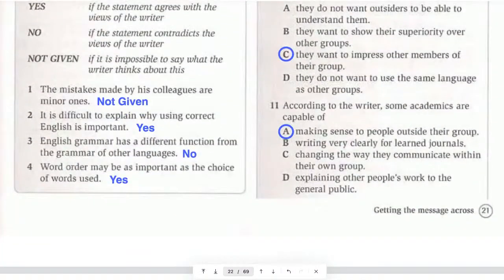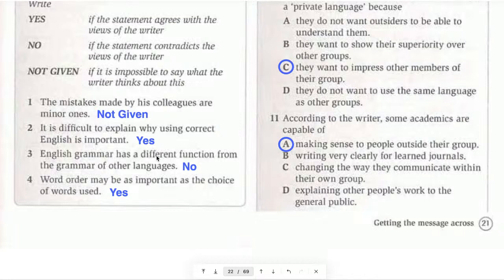But from the statement, it said that English grammar has a different function from the grammar of other languages. It's wrong, because according to the writer, English grammar is just the same or similar to the grammar of other languages. Okay, got it?